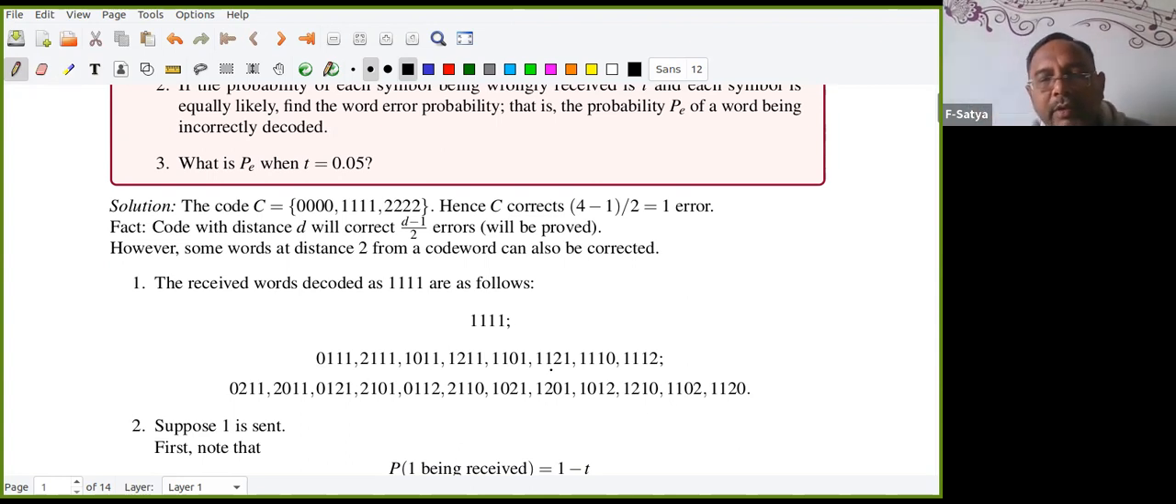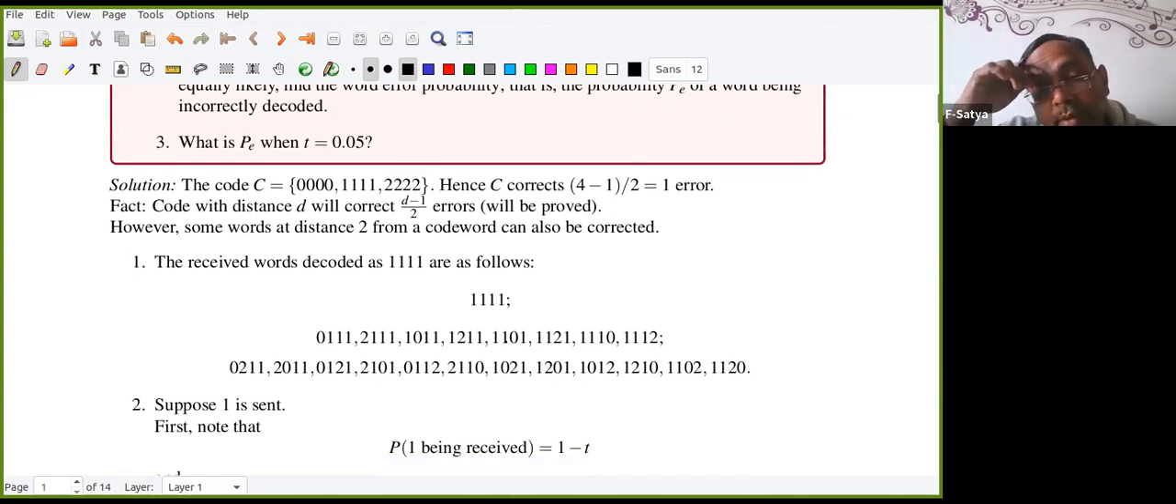So these are all the words. The remaining we do not know. These are the words which can be decoded to 111, right? So total how many words will be there? Not code words. Code words are already 3. Total how many words will be there?